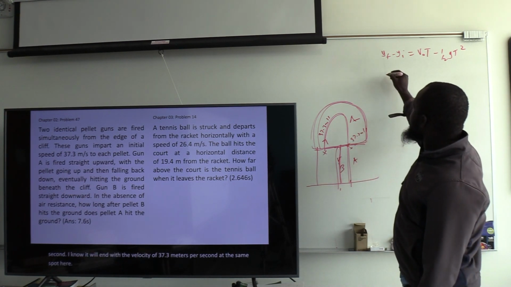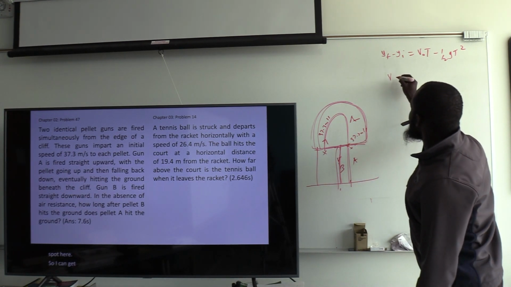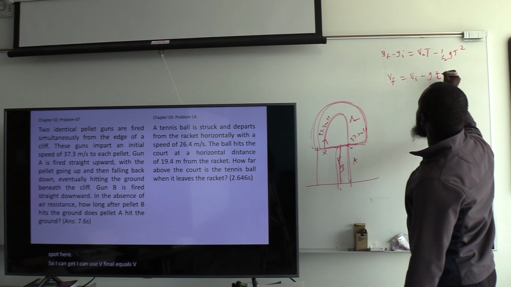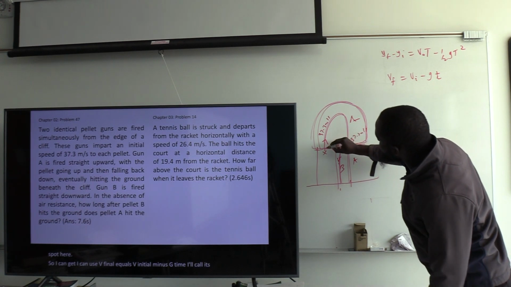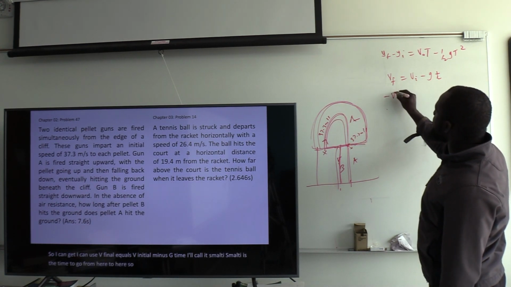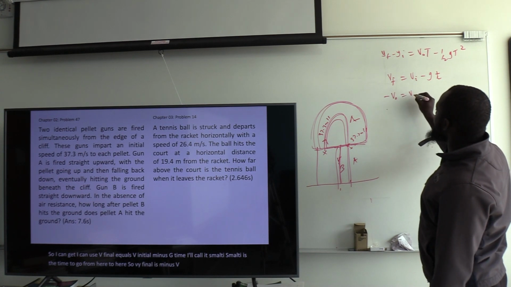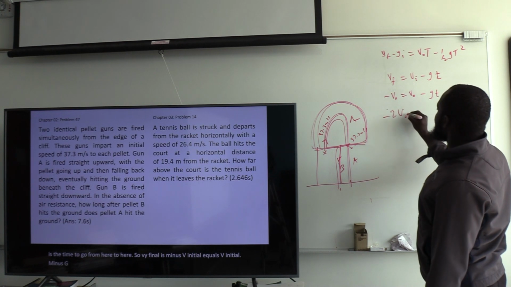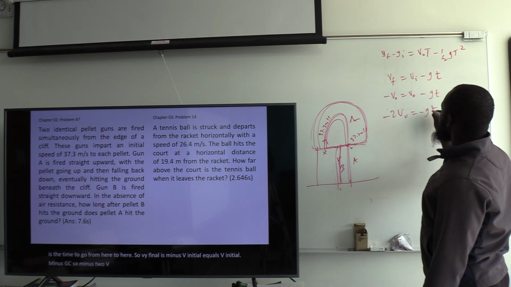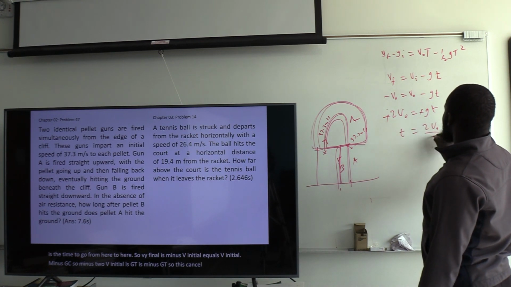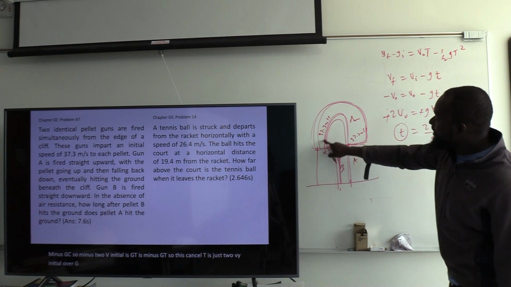So I can use V final equals V initial minus g times t. I'll call it small t. Small t is the time to go from here to here. So V final is minus V initial, which equals V initial minus gt. So minus 2V initial is minus gt. This cancels, so t is just 2V initial over g. And that is the time difference that we need.